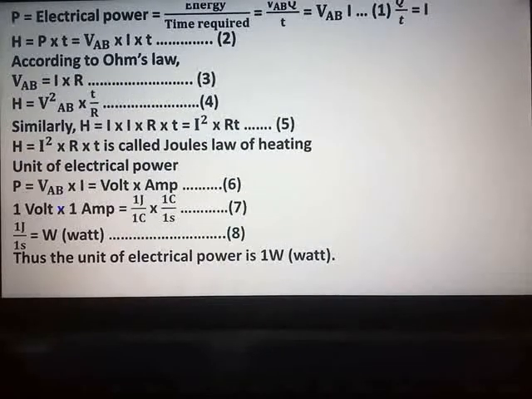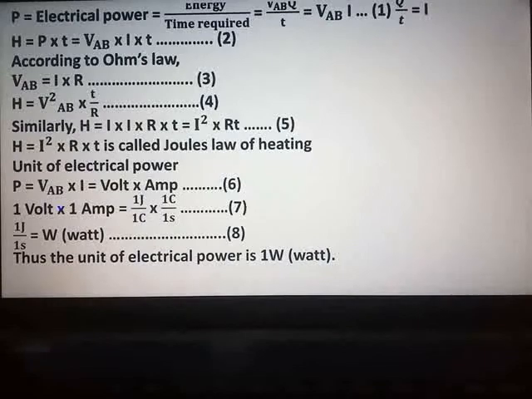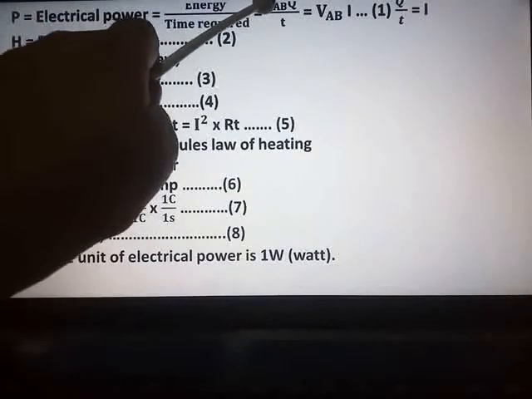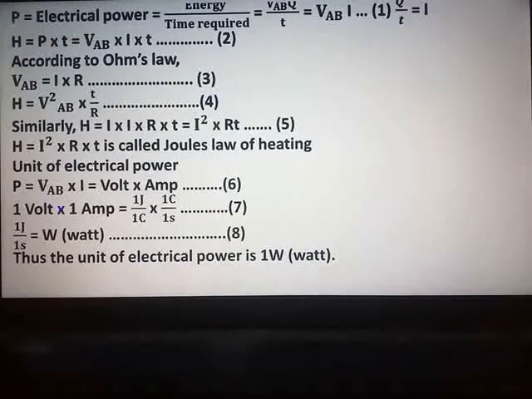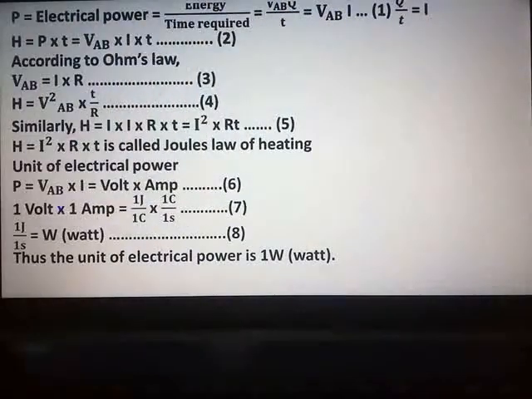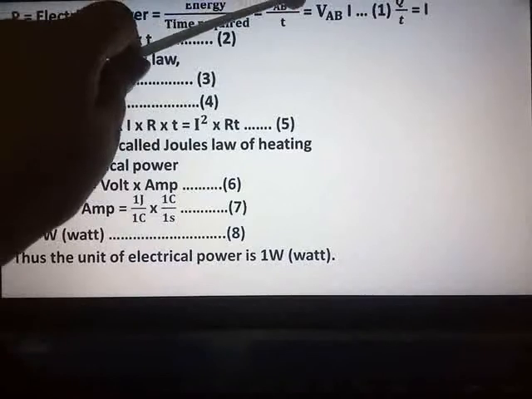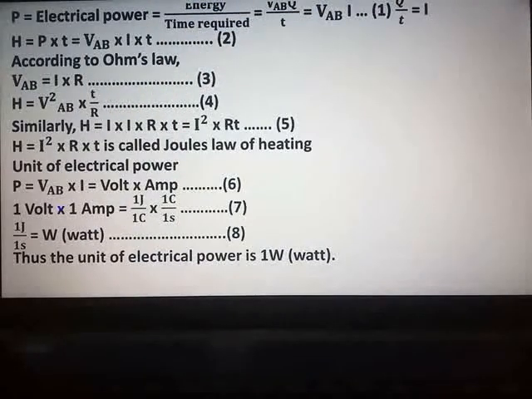So P, that is electrical power, is equal to energy upon the total time required. Energy is nothing but the work done. So we have VQ upon a particular time T. You all know Q upon T is equal to I. Last year you had studied the concept of electric current. What is electric current? The formula for electric current: current I is equal to Q upon T, that is, some amount of charge flowing through in a particular time T. So in place of Q upon T you will substitute I.